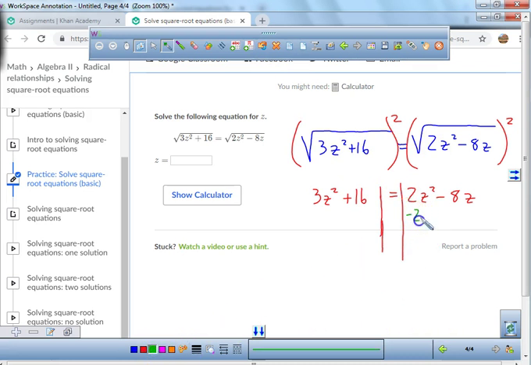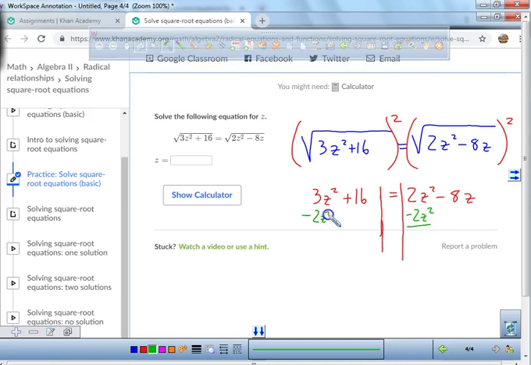All right, so we're going to take away 2z squared from both sides. We're also going to add 8z to this side, and I'm going to add 8z to this side. But notice, we can't combine those. Those are not like terms. So what do we have left? 3z squared minus 2z squared is a z squared. Then we have an 8z plus a 16, and that's all equal to 0.